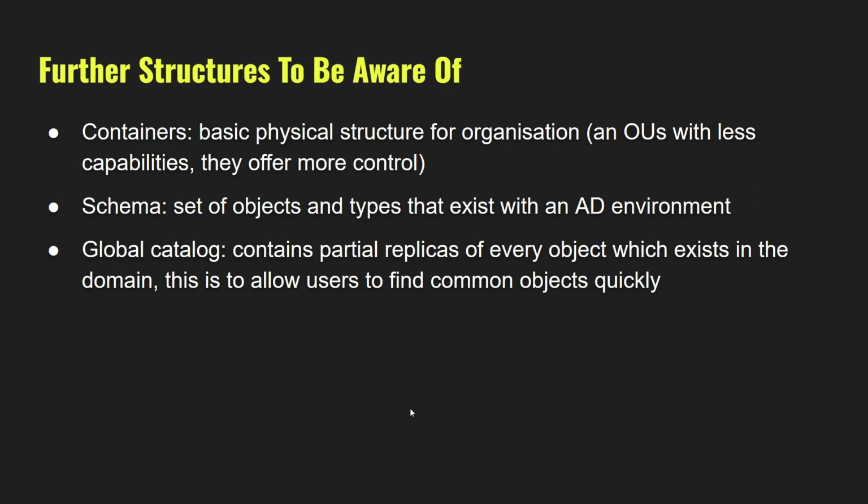Some further structures to be aware of, just in Active Directory real quick. Containers. It's a basic physical structure for organization, and by default, you're going to get it for your users container, and computers, things like that. I like to think of it as an organizational unit with less capabilities. Organizational units offer more control and more security. For me, there's no real reason to use containers rather than organizational units. One of them can be a lot more controlled and secured, whereas containers cannot.